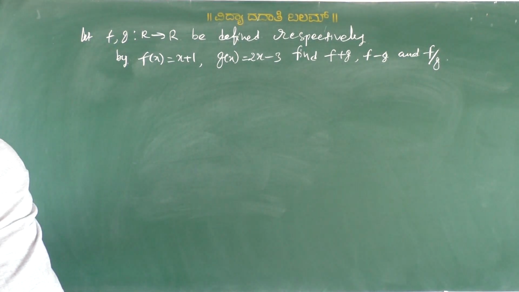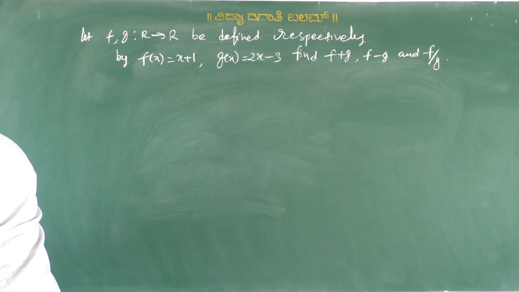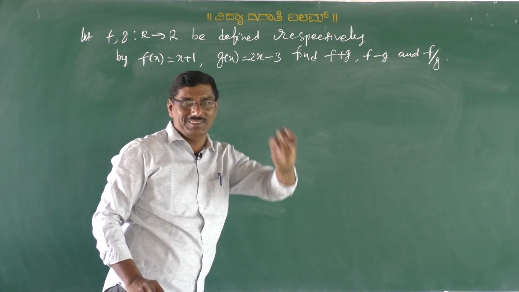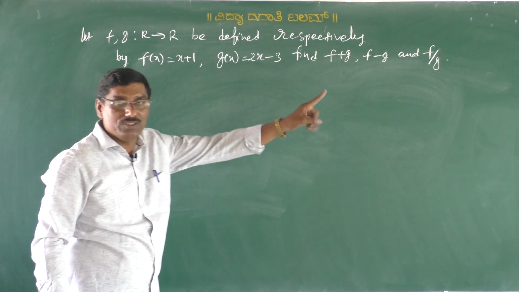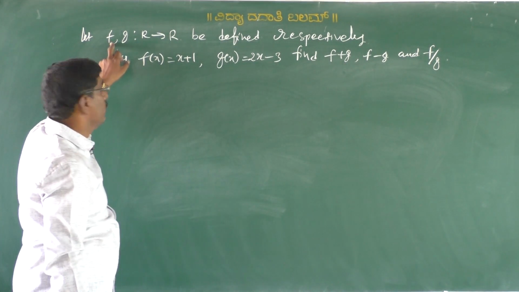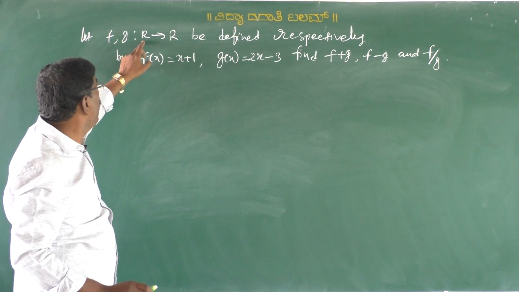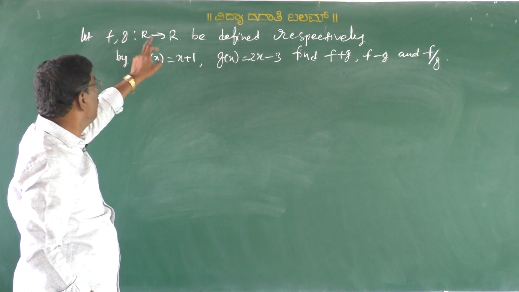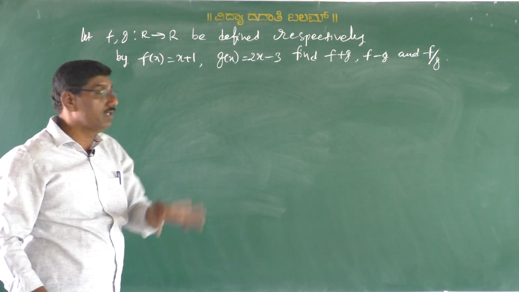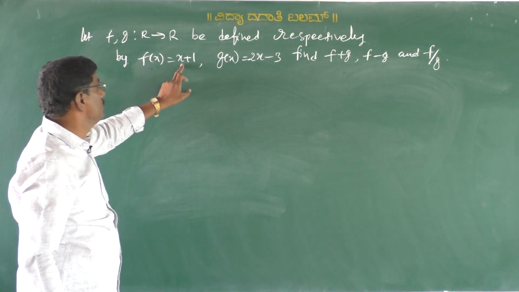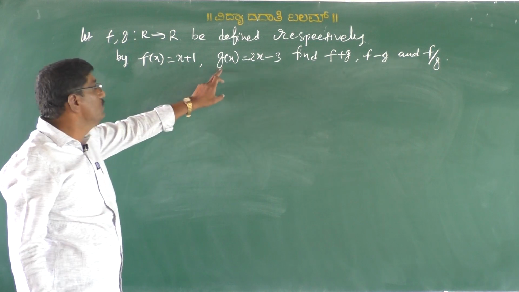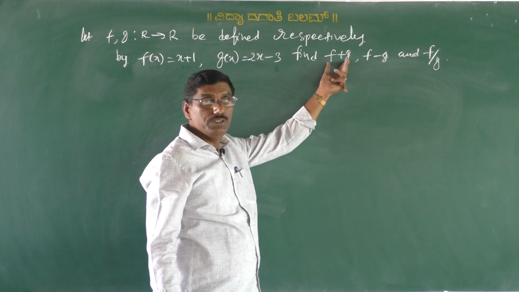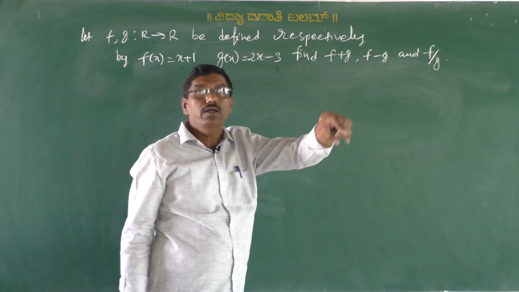We studied this concept in previous classes, that is the algebra of functions, isn't it? Now f is a function defined from R to R, that means real function, and also g from R to R, this is also real function, given by f of x is equal to x plus 1 and g of x is equal to 2x minus 3. Then find f plus g, f minus g and f by g.